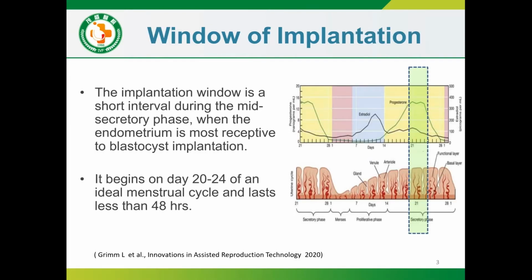Fertility depends on a receptive state of the endometrium. The embryo is able to implant in a specific receptive period of time during a woman's cycle. This is called the window of implantation. The implantation window is a short interval during the mid-secretory phase, when the endometrium is more receptive to blastocyst implantation. It begins on day 20 to 24 of an ideal menstrual cycle and lasts less than 48 hours.